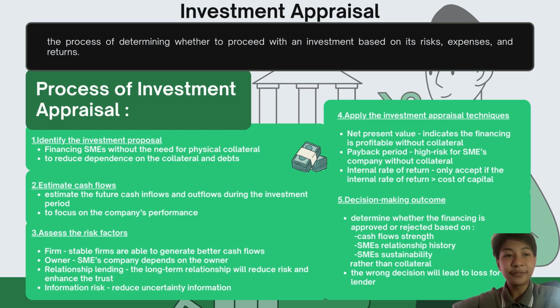It indicates the financing is profitable without collateral. The payback period: high risk for SME companies without collateral. Internal rate of return: only accept if the internal rate of return is higher than the cost of capital. And the final is decision making outcome. It determines whether the financing is approved or rejected based on cash flow strength, SME's relationship history and sustainability rather than collateral. The wrong decision will lead to loss for the lender.